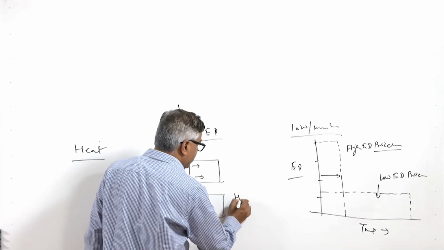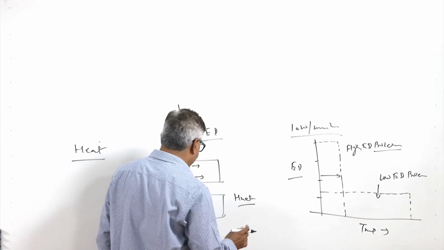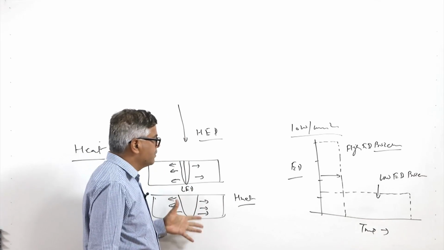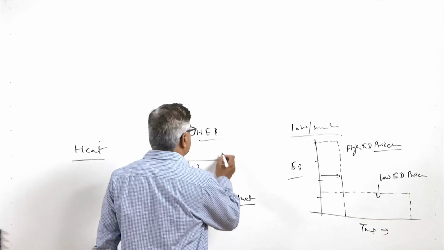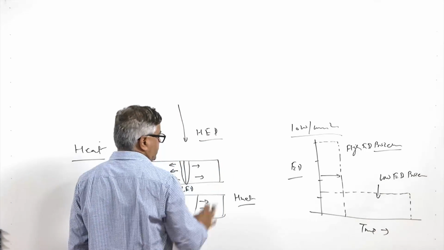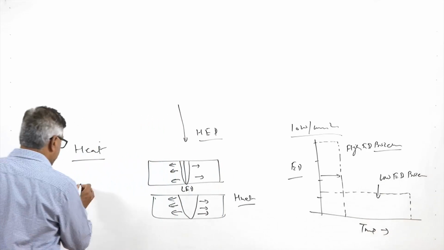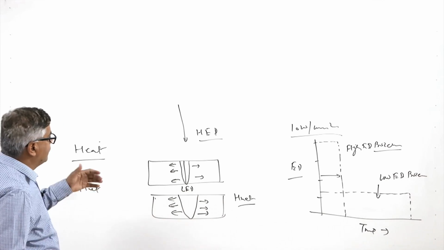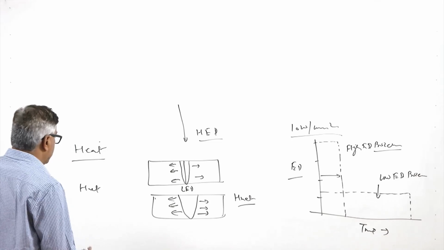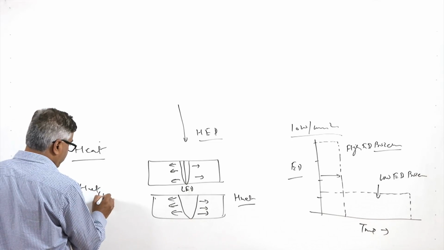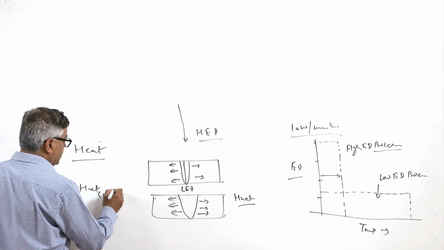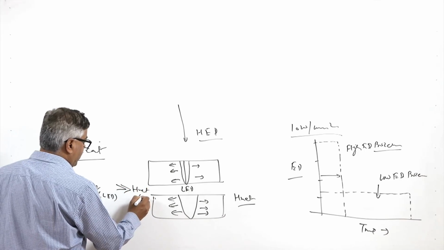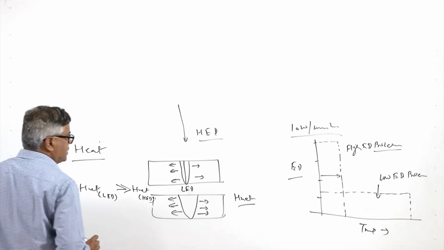So, if we compare the net heat input, the amount of heat that is required to be delivered for the low energy density process is much more as compared to the case when the high energy density process is used. H net, the net heat required for facilitating the melting, will be more for the low energy density process as compared to the high energy density process.